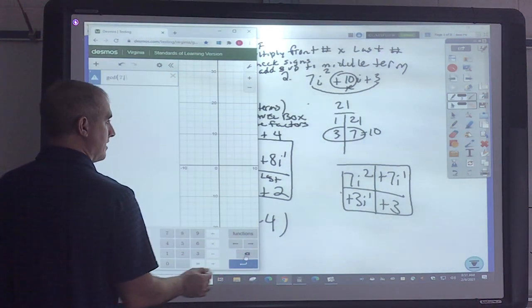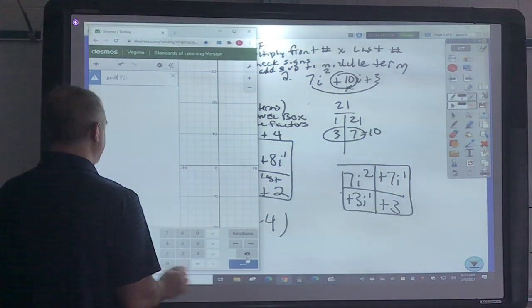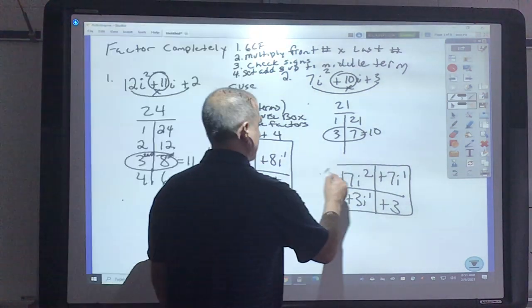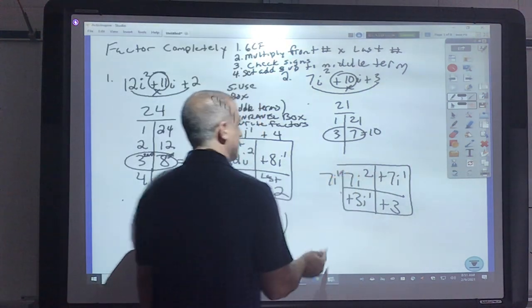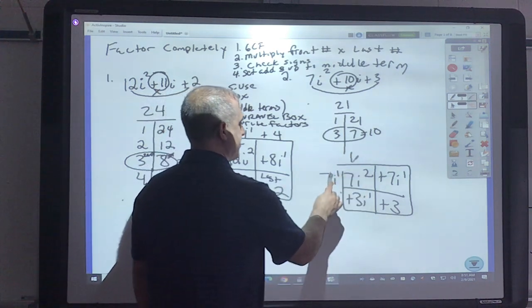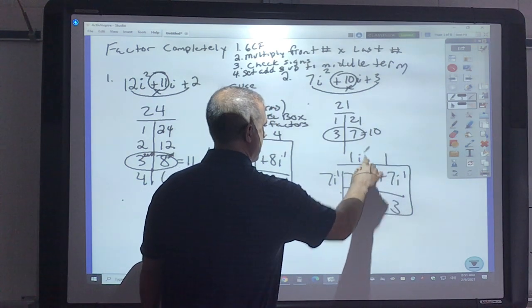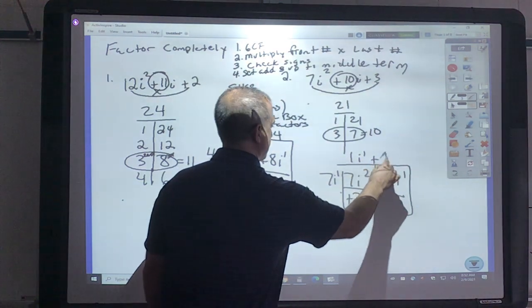All right, so I got 7 and 7. That should be pretty easy to figure out. The greatest common factor is going to be 7. Both have i to the first, so you can think 7 times what would give me 7? That's got to be 1. This has an i, this does not, so that's just going to be plus.